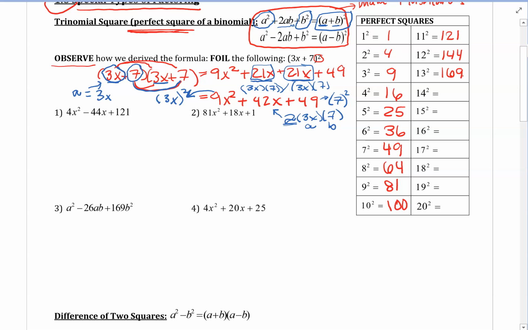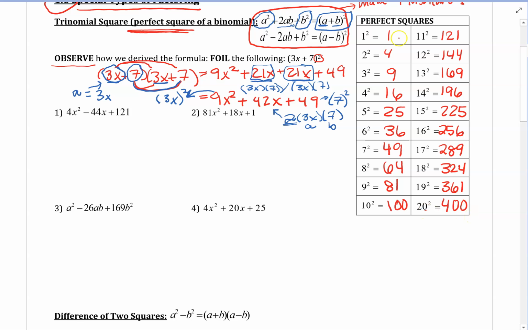14 squared is 196. 15 squared is 225. 16 squared is 256. 17 squared is 289. 18 squared is 324. 19 squared is 361. And 20 squared is 400, because 2 squared is 4, and then the 0 goes from 1 to 2.